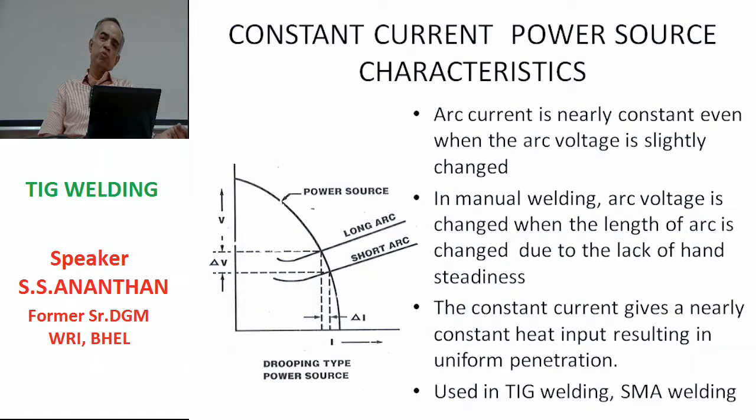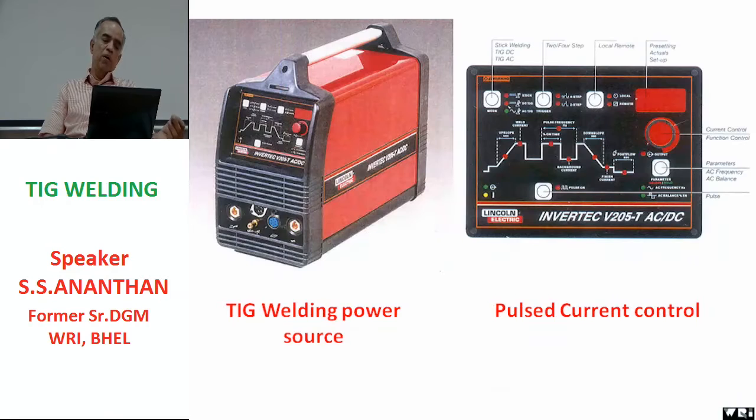This type of power source is also very widely used in shielded metal arc welding, and hence it is possible to convert a shielded metal arc welding power source into a TIG welding power source by the addition of some controls like gas flow control and water flow controls. Now here on the screen you are seeing a picture of a standard TIG welding power source, one of the latest types, which is an inverter type. This power source system has a simple knob control for controlling the current, and it also has a pulse current control, with pulse on time, pulse off time, peak current and base current controls.